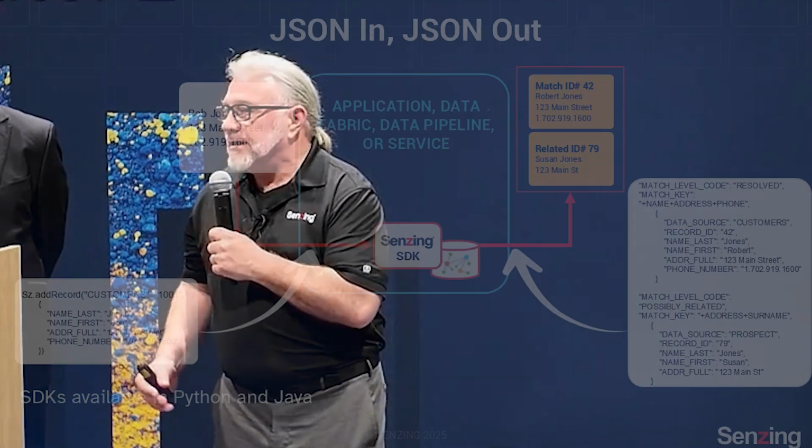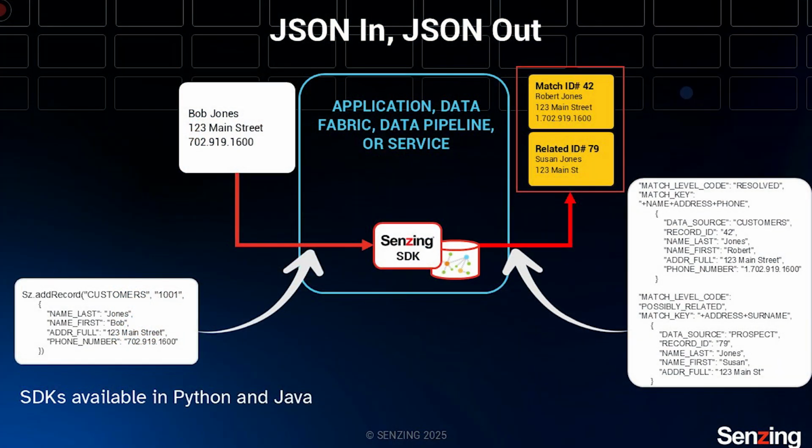And your developers will appreciate that with Senzing, it's JSON in and JSON out. So integration is very simple. We have SDKs in Python and Java, and typically it's about 3 lines of code in either language.